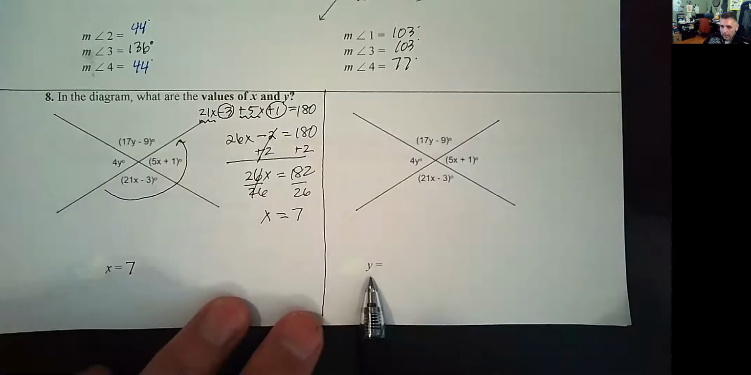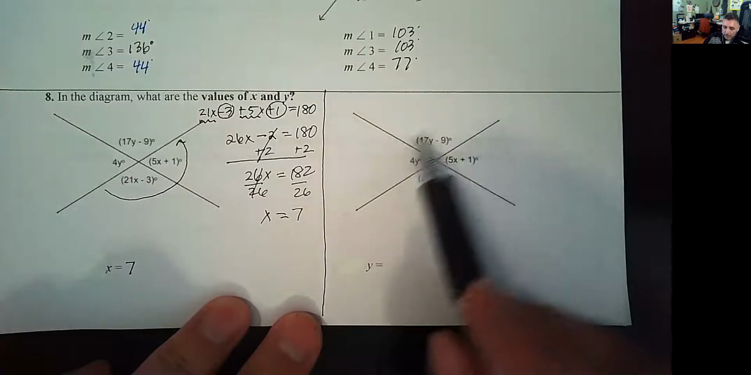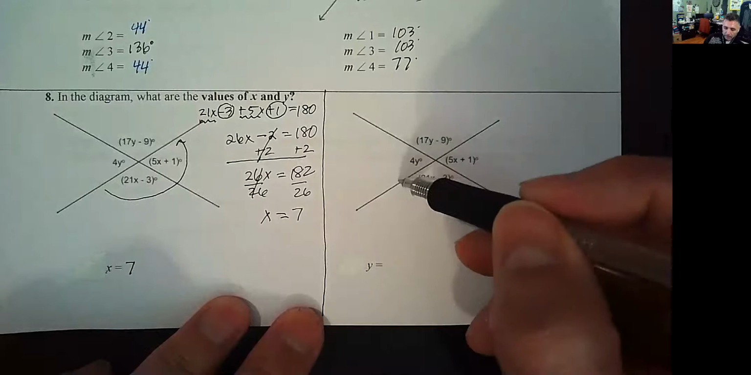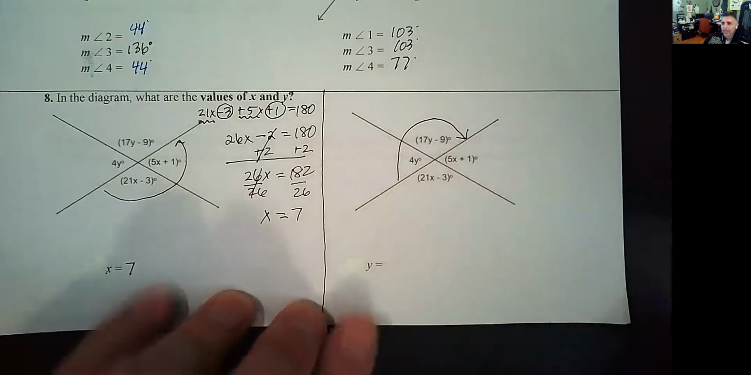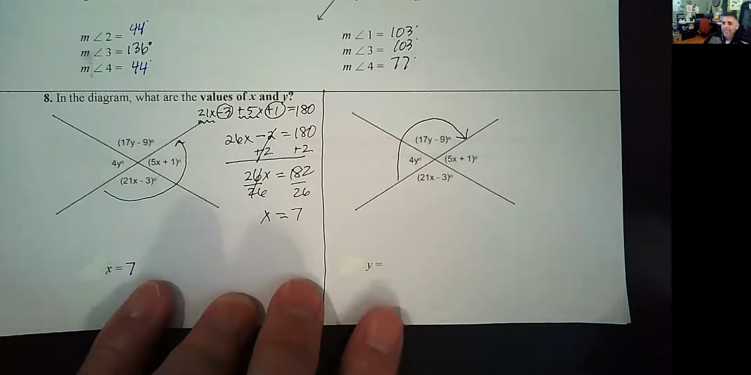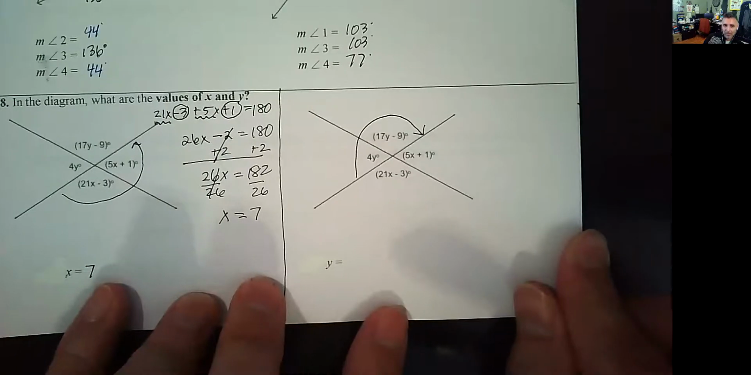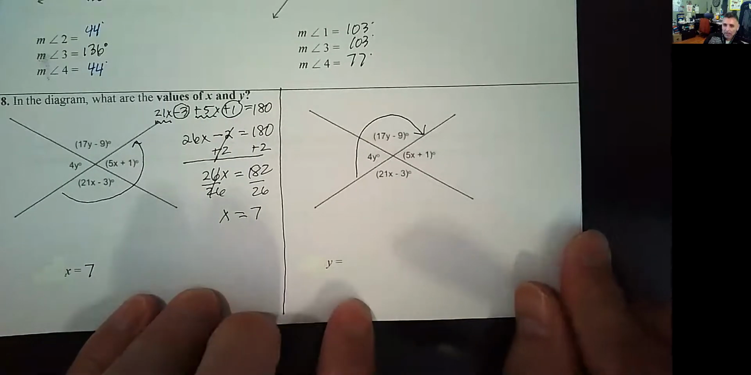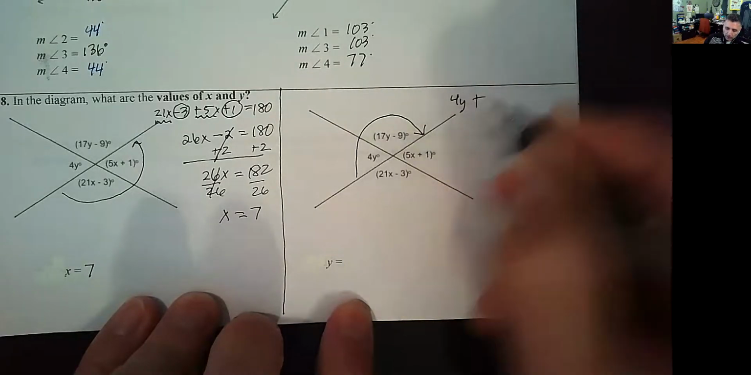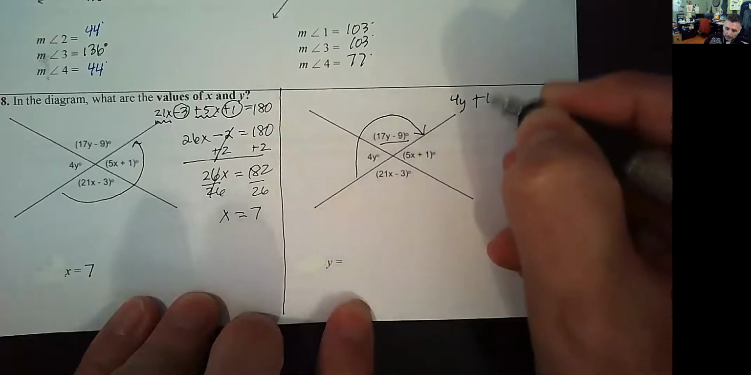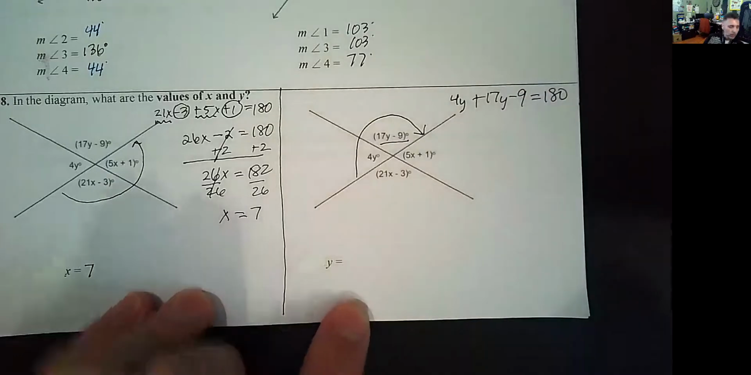So let's say you had to figure out the variable y. Well, then again, you got to look at the expressions in here and figure out, where's y? This angle and this angle both have y's in them. And then you tell yourself again, hey, that's a linear pair. If they're across from each other, they would be equal. But they're not across from each other. That's a linear pair. So I know 4y plus 17y minus 9, when you add those, it equals 180.